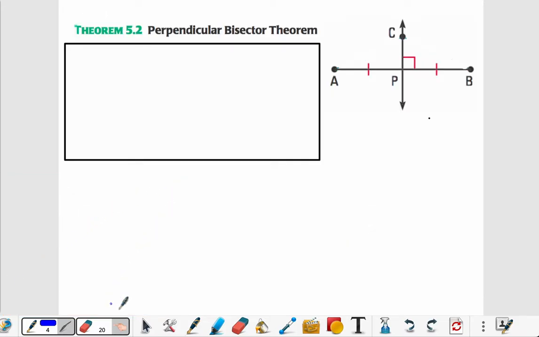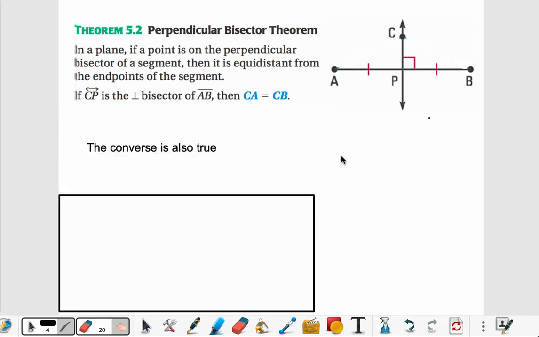What we get from this perpendicular bisector is the following theorem, and that is not only are AP and BD the same length, but also if CP is the perpendicular bisector, any point on the line CP is equal in distance to the two endpoints of the segment. So for sure, C to A is the same length as C to B. But you could put a point anywhere on this.